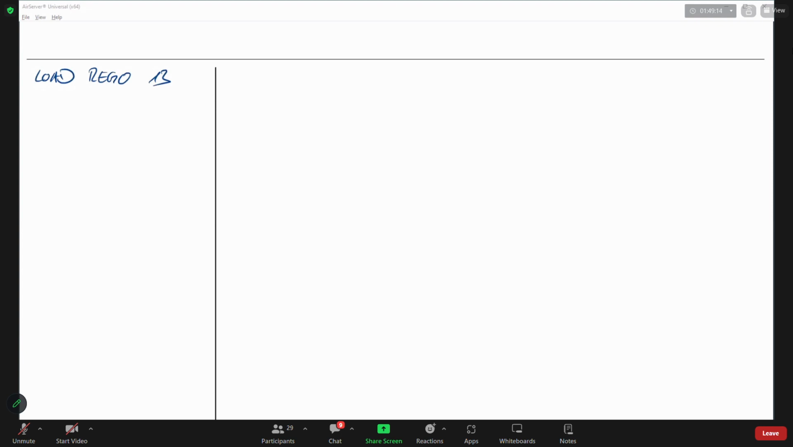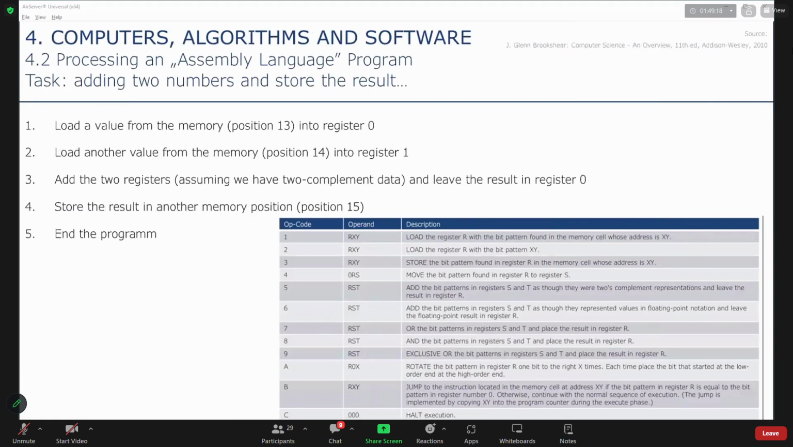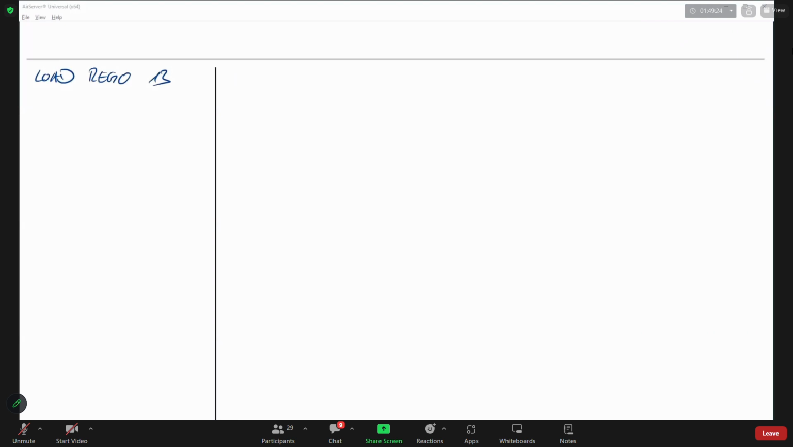So we are loading into register 0 the value of 13. Then load another value from the memory into register 1. So that's mainly the same. So load the register 1 with the value found in memory cell 14.